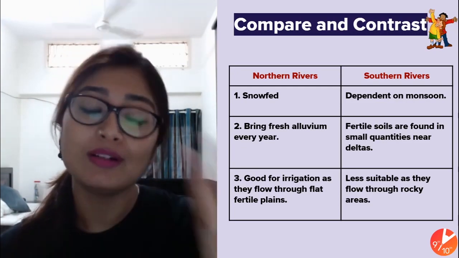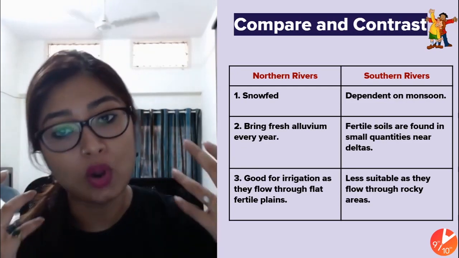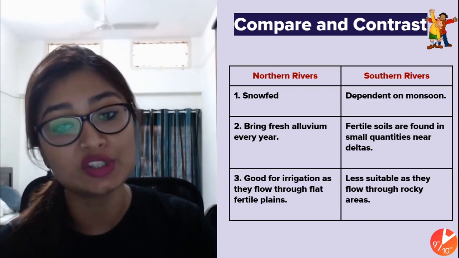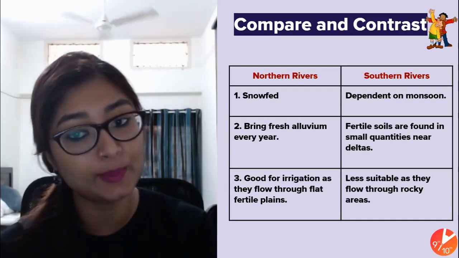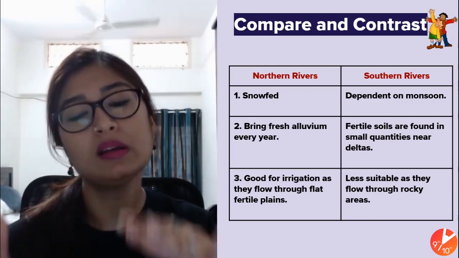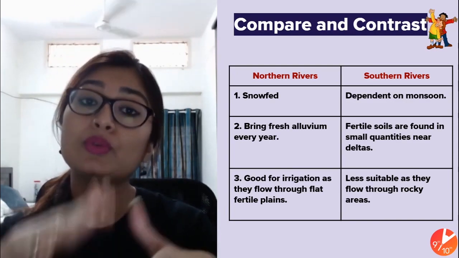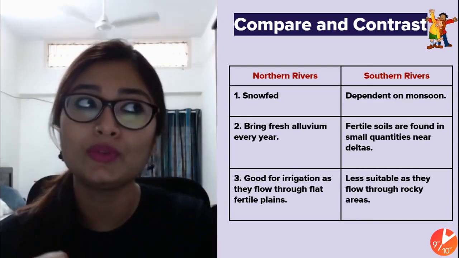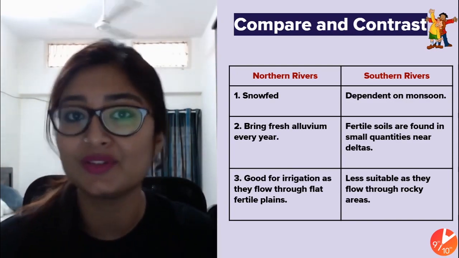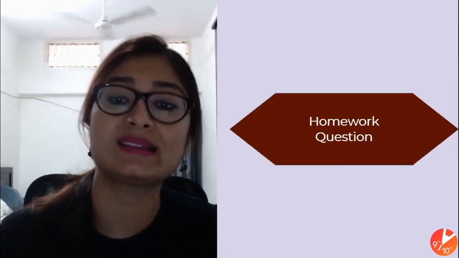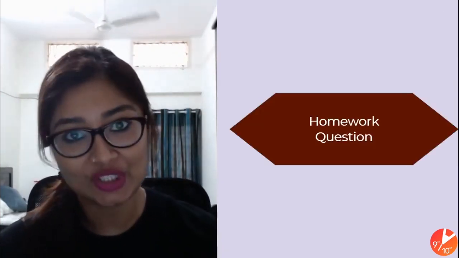So the third and final point is that northern rivers are good for irrigation as they flow through flat fertile plains. However, southern rivers are less suitable as they flow through rocky areas. If you remember, I told you there are a lot of mountains in the southern region as well. And with this, guys, we are done with the session today.